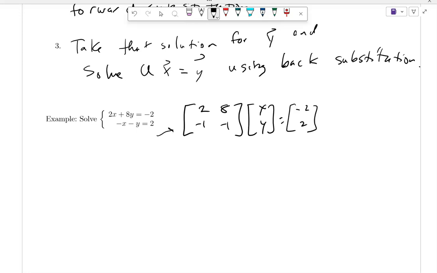First thing we need to do is get an LU decomposition for this. And again, it's tempting, but do not use row swaps. Row swaps will not give you an LU decomposition. Okay? So even though it's tempting to swap the rows here in a second, because of that 1, don't do it. Okay? 2, 8, -1, -1. Step 1.